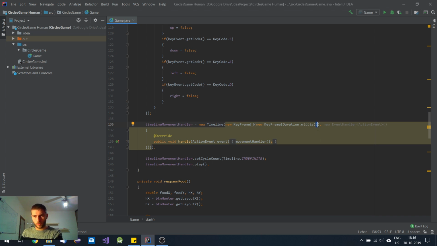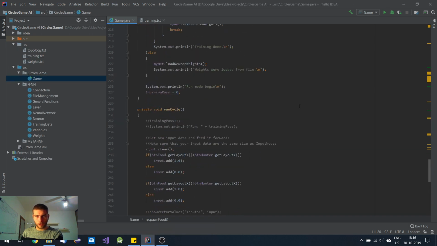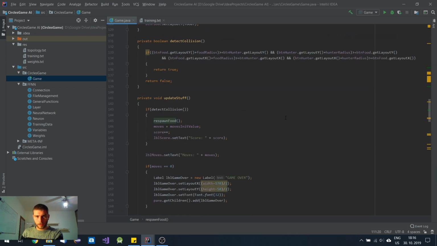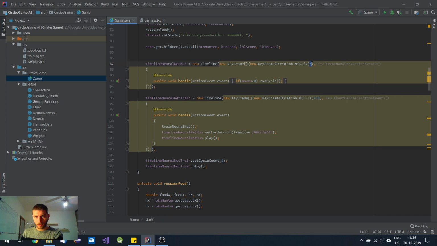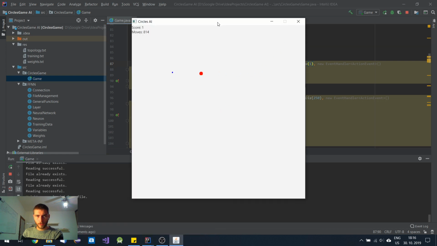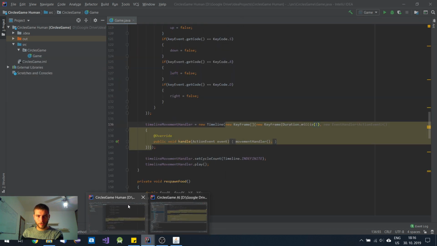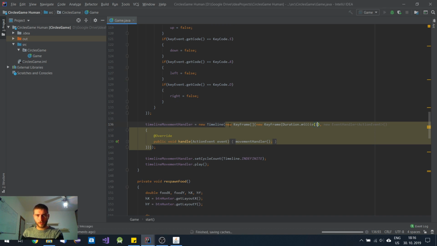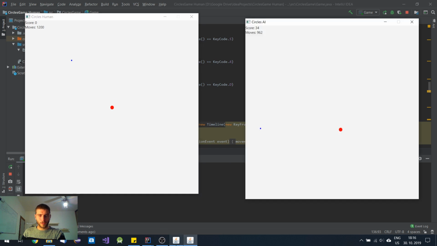But just for fun, I can show you how it looks when you speed up the game. So I'm going to rewrite these 5 milliseconds into 1 millisecond, and in this project it's going to be pretty difficult for the human, but quite easy for an AI. This is AI, and this is for me. So it's quite difficult for me to catch the ball, but it's quite easy for an AI.